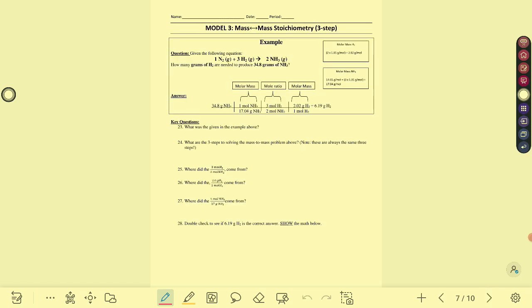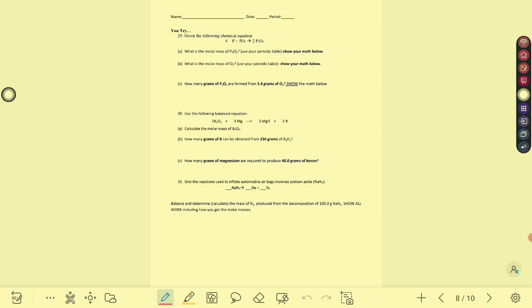Now number 29 I thought was a good one as well. Same thing, but this time you're going to take it one step further. So we still define the molar mass of oxygen gas, and it's still going to be 31.998 grams per mole of O2.